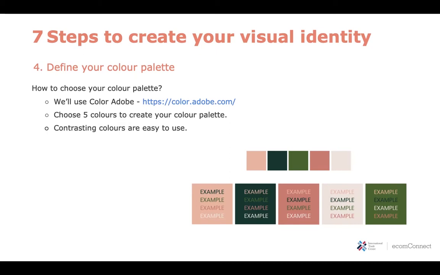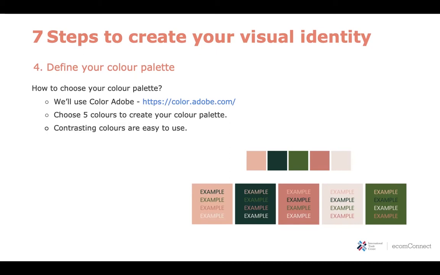Let's look at this example. We have really nice tones of greens, peach, pink, and also a whitish or gray color. What is important is creating a color palette with good contrast between the different colors.